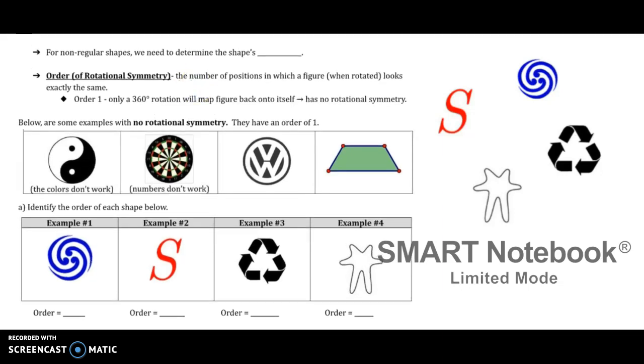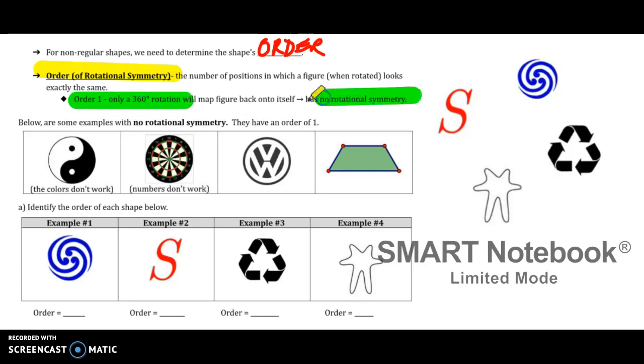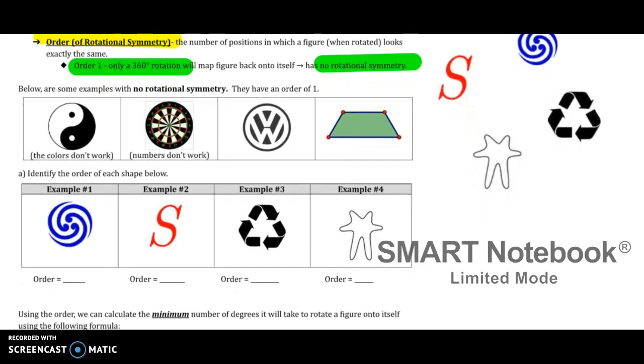For non-regular shapes, meaning shapes that do not have congruent angles and congruent sides, we need to determine what we call the order. And the order of the shape, again this is part of your vocab, is the number of positions in which a figure, when rotated, looks exactly the same. So we consider an order 1, or one that only a 360 rotation will map onto itself, meaning it has no rotational symmetry. So order 1 is when only 360 degrees will map it onto itself.